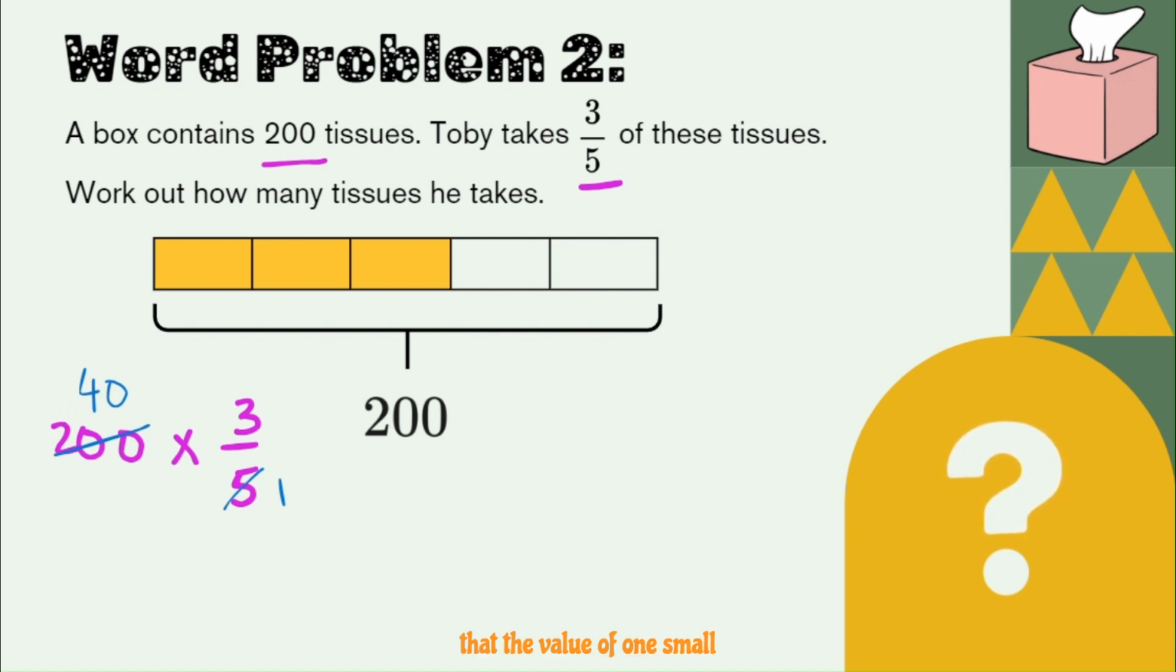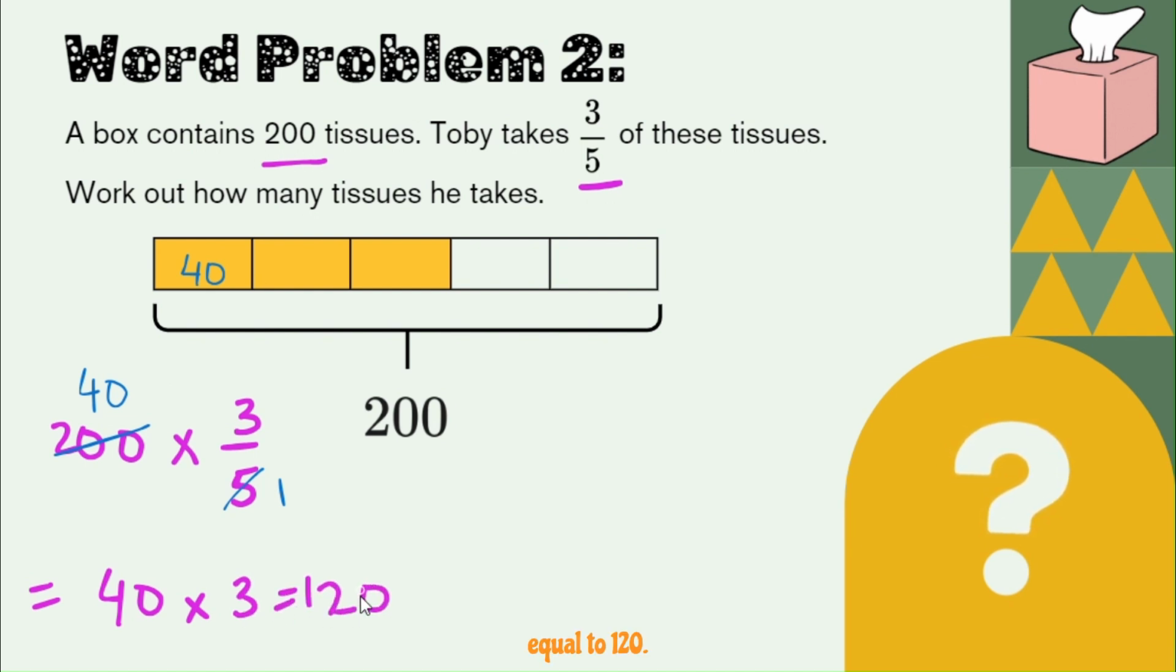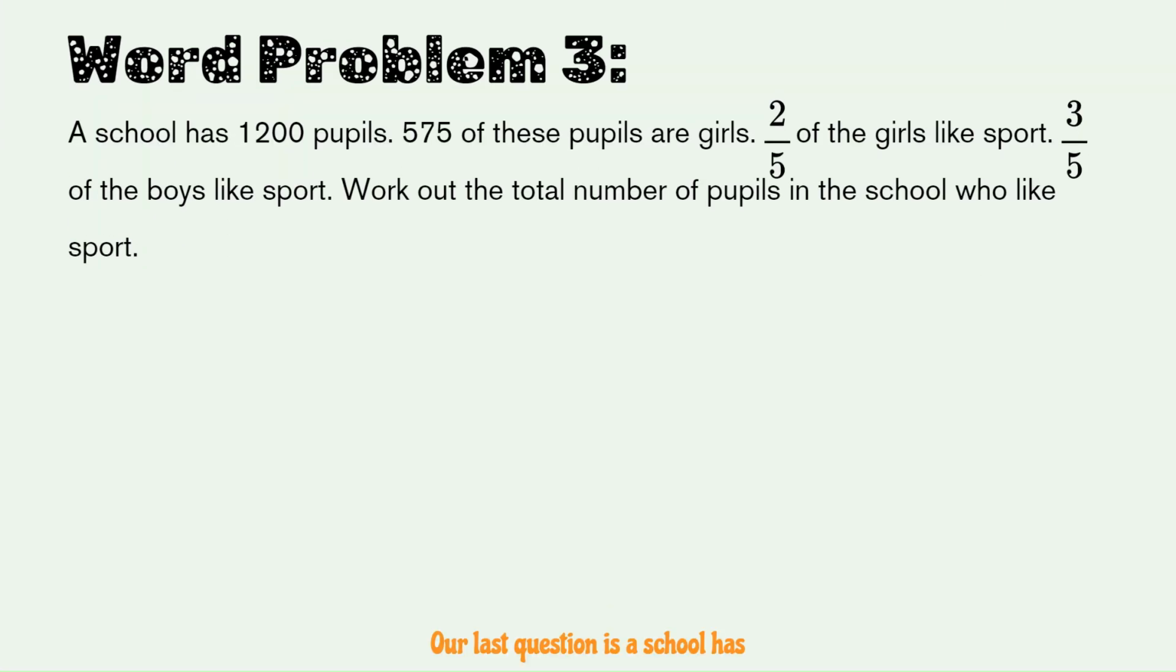From this we know that the value of one small rectangle is equal to 40, which is 40 times 3 equal to 120. 120 is the value of all of these 3 boxes because 40 plus 40 plus 40 is equal to 120. So that means the number of tissues that Toby takes is equal to 120.